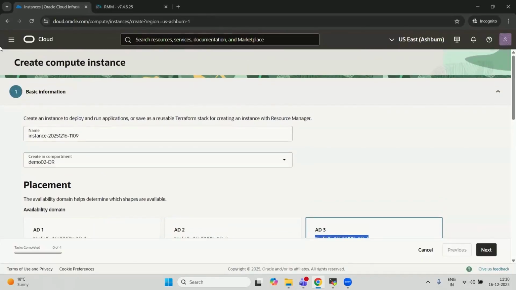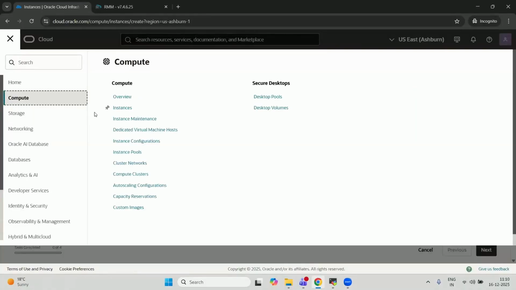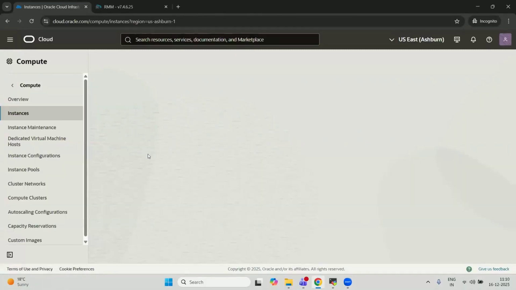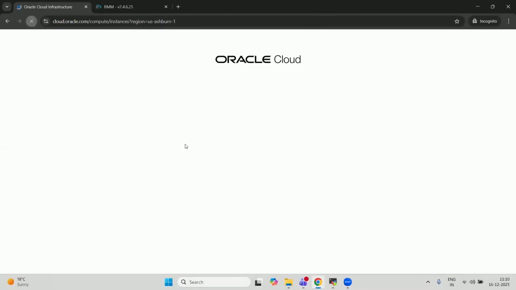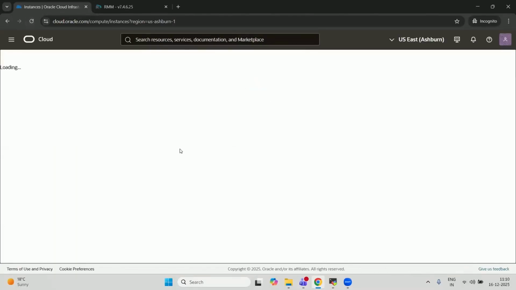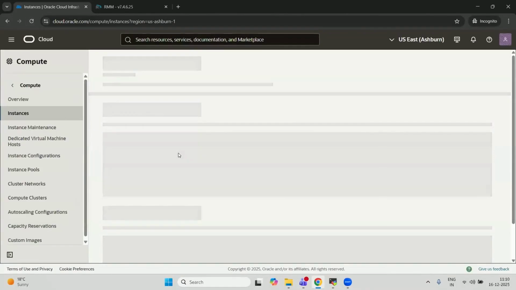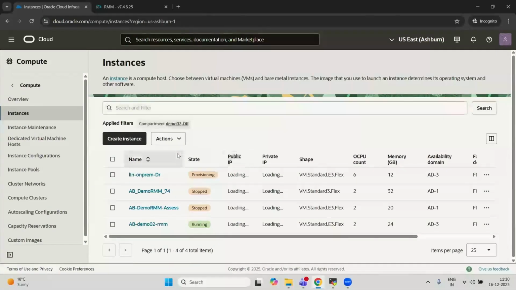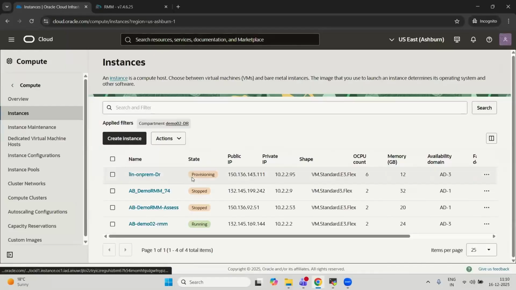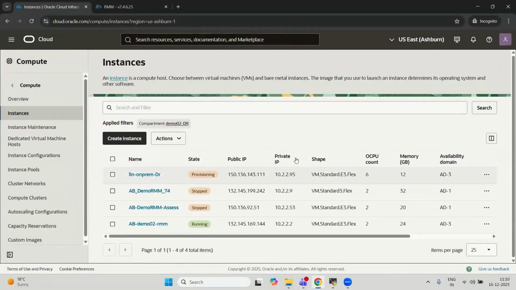If I now go in here, let's go back to our instances. Let's refresh it. So you can now see Lin on-prem DR being provisioned based on the inputs that we have provided. The shape is matching what we have on the source. And again, you can provide all of these details as input if you want to choose a shape of your choice and things like these.